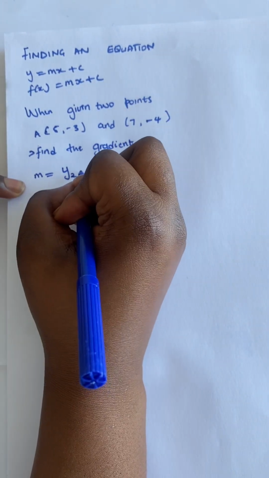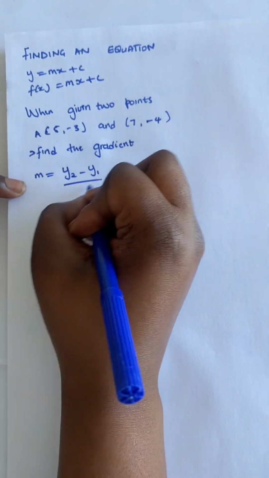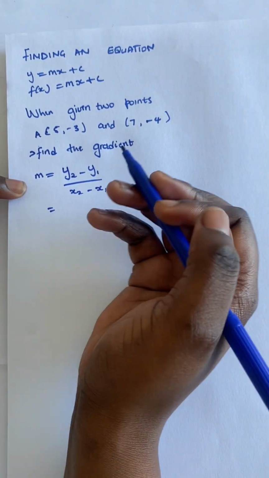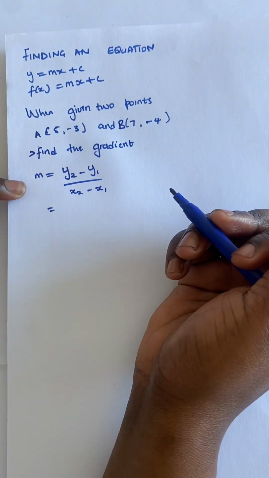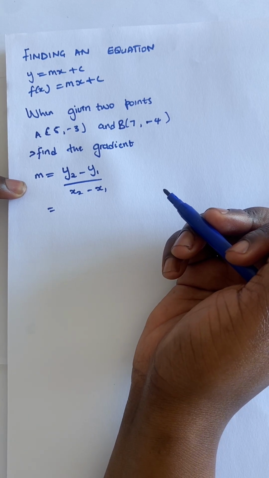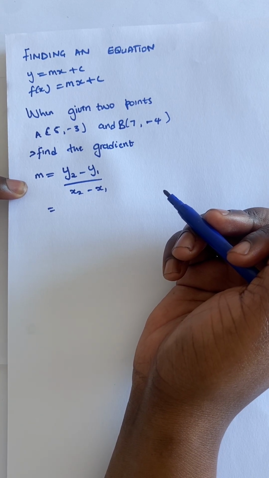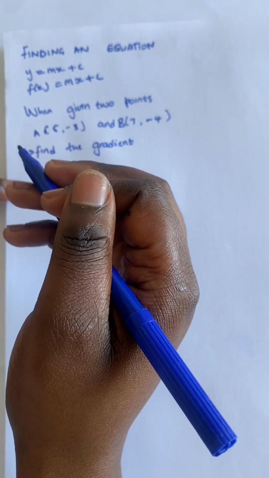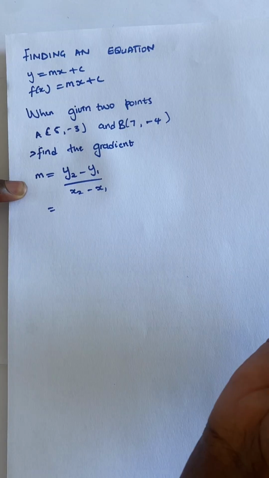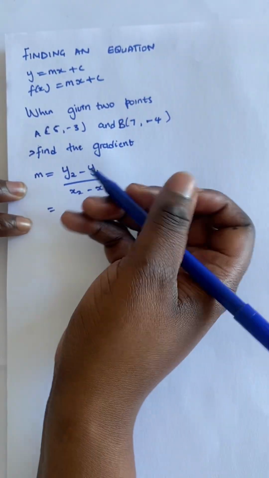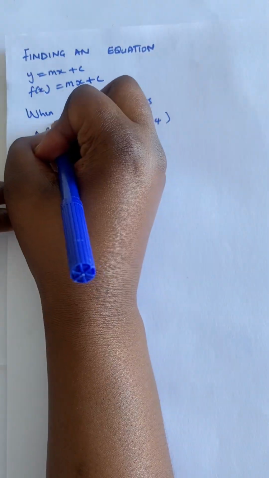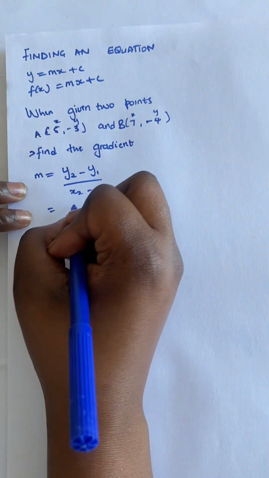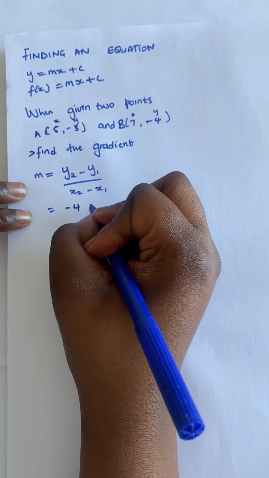m = (y2 - y1) / (x2 - x1), and then you substitute the values. This is point B. You're going to take B as your (x2, y2) and A as your (x1, y1). Obviously, it makes sense because B comes after A. Remember, it's your x, your y, your x, your y. So which one is y2? It's your -4. Which one is your y1?